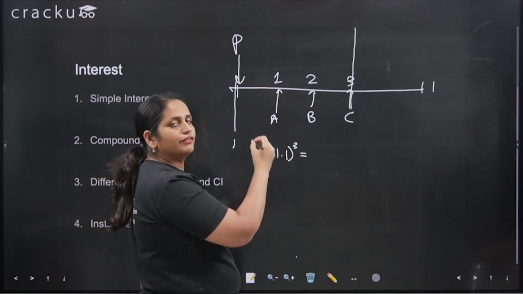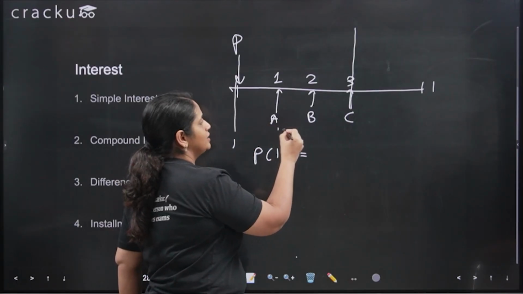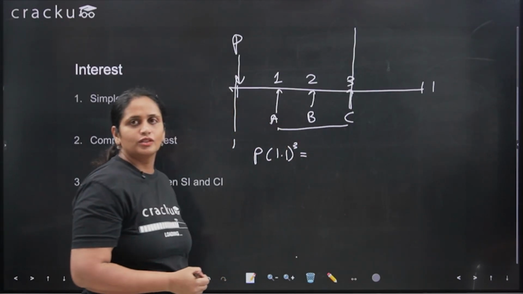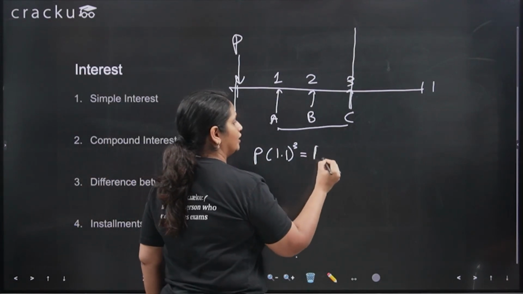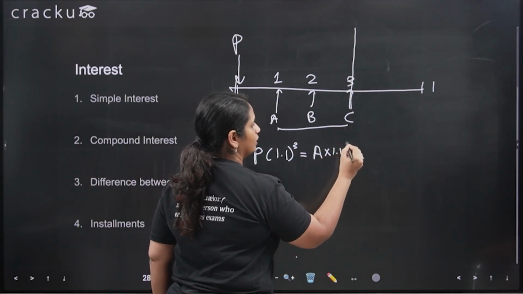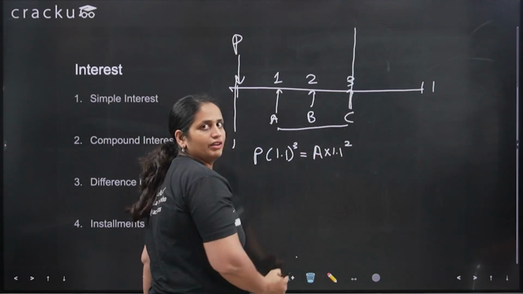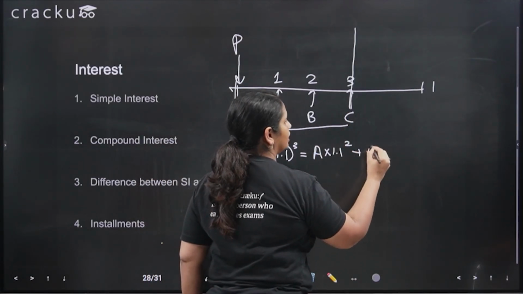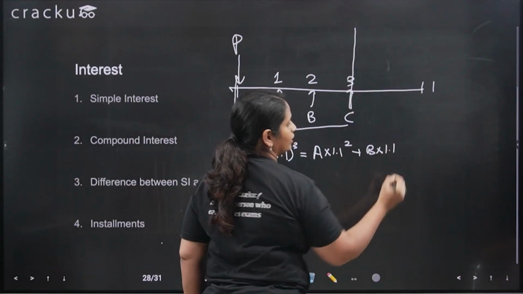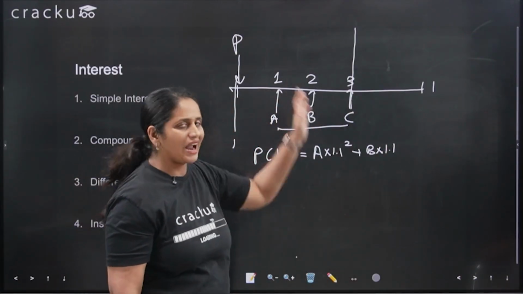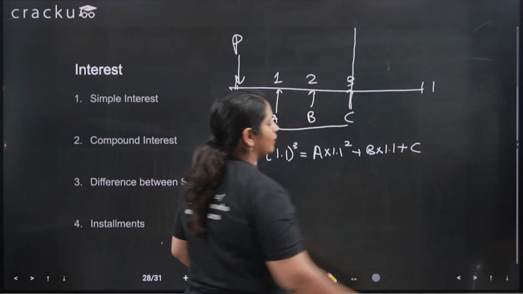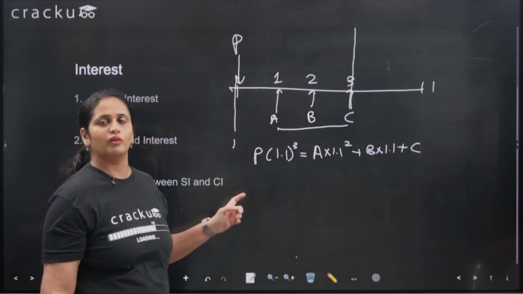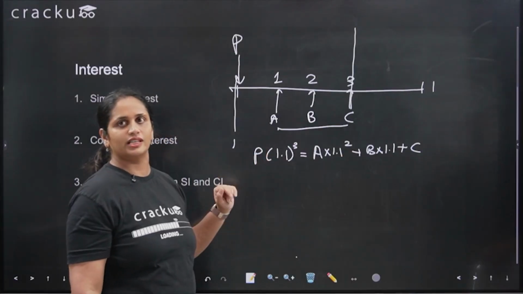So what would be the value of the installments? A is 2 years away from C, so A will also earn interest for 2 years. So this is A into 1.1 square. B is 1 year away from C, so B will also earn interest at 10%. So this is B into 1.1. C is at year 3, so C's value is C only. So this is plus C. By using this equation, I can find out the value of A, B and C.